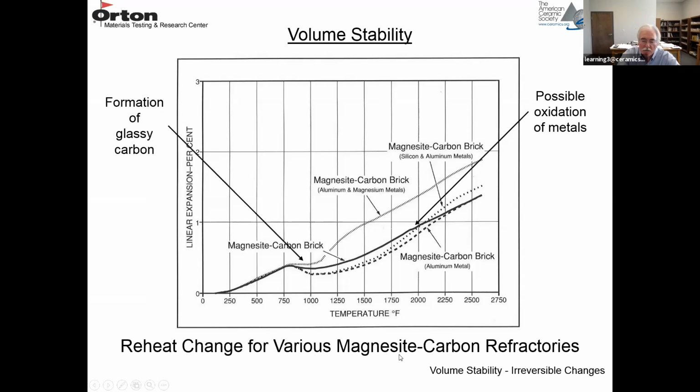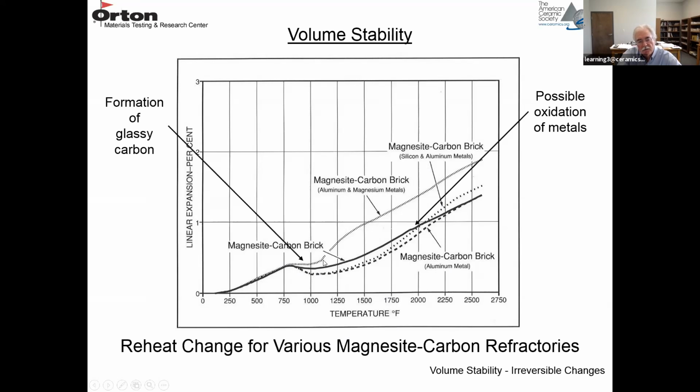And I just put in a few of these other materials, the magnesia-carbon. So this is MgO in basically a graphite or carbon matrix. And these have different metal additives for improving the oxidation resistance. This one has aluminum, this has silicon and aluminum, and this one has aluminum and magnesium. We'll go over in great detail how these composites are made later.